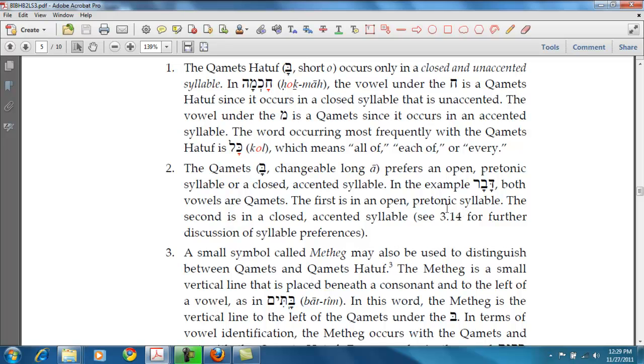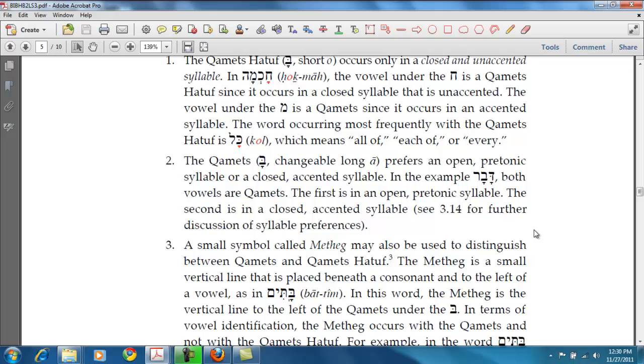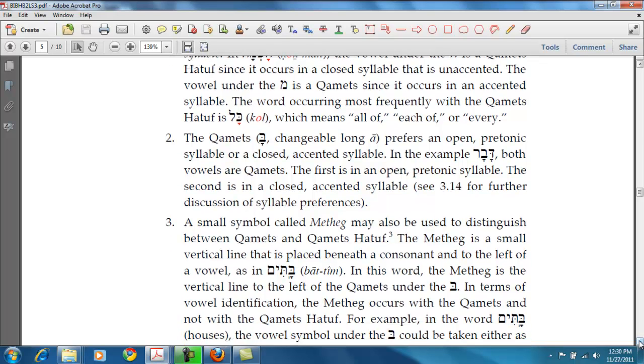The qamets loves to be in those types of syllables, versus the qamets chatuf, which occurs only in closed unaccented syllables. Now, a lot of times we find the qamets chatuf in the adverb kol. Actually, it's kal in this form, which means all of, each of, or every. It comes in the lengthened form of kol, but this is kal. This is a short o right here. It does come in a lengthened vowel too. This is just reduced. We'll get into that a little bit later on.